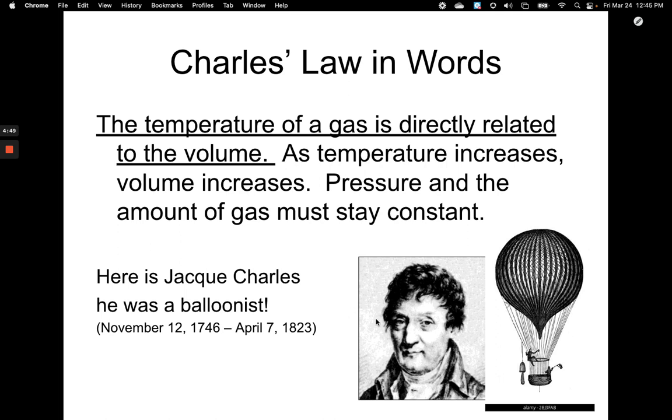So here is Jacques Charles. Now, why was he so concerned about gas laws? Well, he was a very famous hot air balloonist, and he actually set quite a number of altitude records back in the early 1800s in his hot air balloon. So he would really need to understand the relationship between temperature and volume.